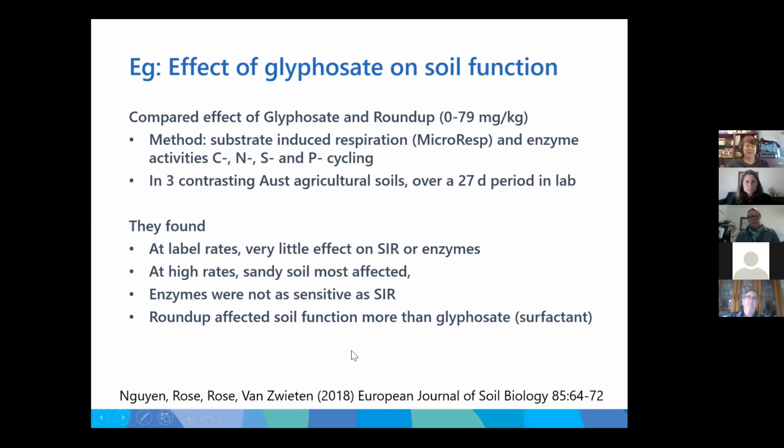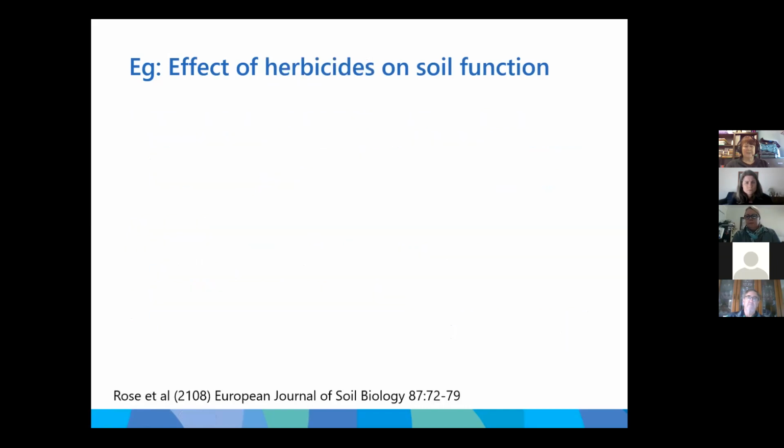And that Roundup affected soil function more than the glyphosate did. That's because of the surfactant that is in Roundup, which helps it enter all of the areas it needs to. And just one last one, the effects of some herbicides on soil function.